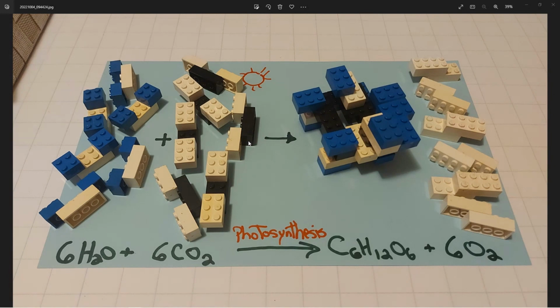So if you were to take these blocks and rearrange them, you could end up with a larger, more complex set of blocks here that represents the glucose molecule. And if you look at all the blocks we had at the beginning, compared to the glucose, there are some blocks that don't fit in the glucose. And the blocks that don't fit here are making the oxygen, which is a waste.